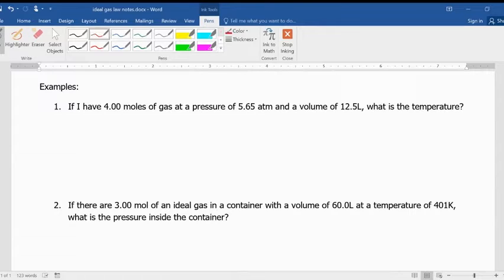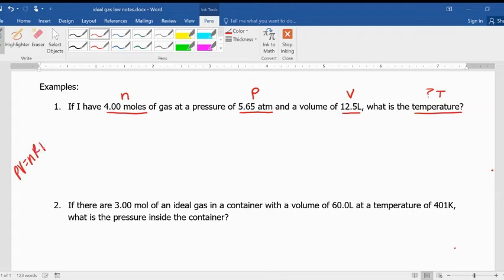So if we take a look at this first problem, it says if we have 4 moles, so that would be n, at a pressure of 5.65 atmospheres, there's our P, and a volume of 12.5 liters, what is the temperature? So we're looking for T. And you can see here that this is different from our combined gas law because we don't have 2 pressures and 2 volumes and 2 temperatures. We only have one of each thing. So that is our hint that we're going to use PIVNRT here.